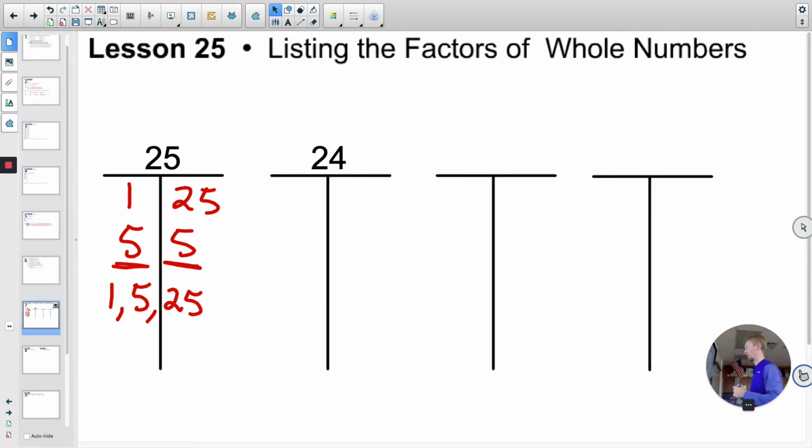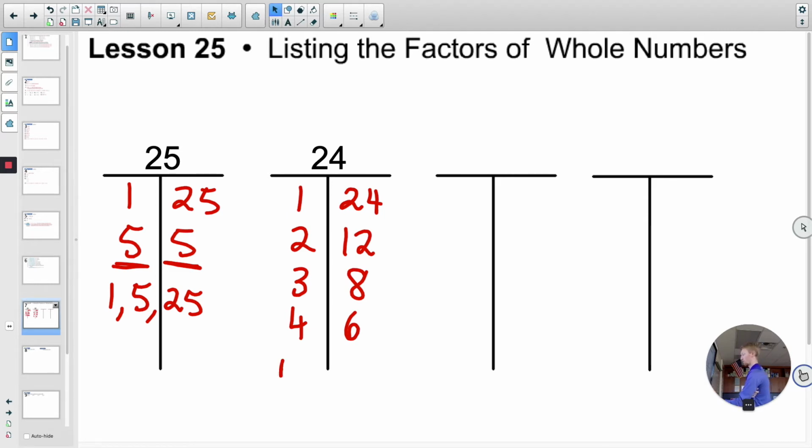And once you get to a number that repeats, like 5 and 5, you know that you're done and you've gotten all the factors. So if I do 24, 1 times 24. Okay. 2, I can divide it by 2 evenly. 24 divided by 2 is 12. Can I divide 24 by 3? 8 times 3 is 24. So 3 and 8. Okay. What about 4? 24 divided by 4 is 6. And then I think I'm going to start repeating because you can't divide it by 5. I'd be at 6 next. So now I'm done here.